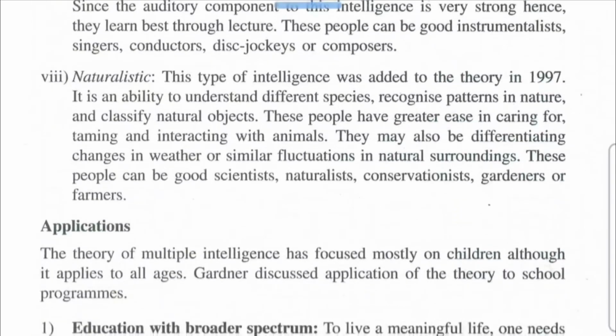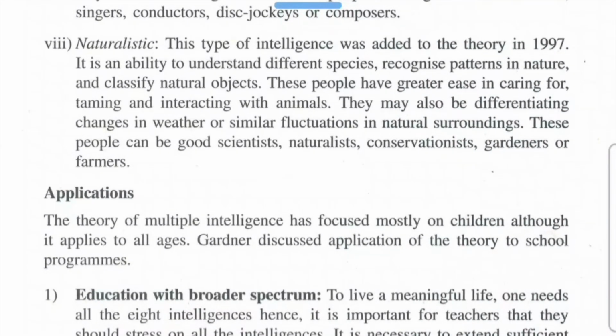Naturalistic. This type of intelligence was added to the theory in 1997. It is the ability to understand different species, recognize patterns in nature, and classify natural objects. These people have greater ease in caring for, taming, and interacting with animals. They may also be able to differentiate changes in weather or similar fluctuations in natural surroundings. These people can be good scientists, naturalists, conservationists, gardeners, or farmers.